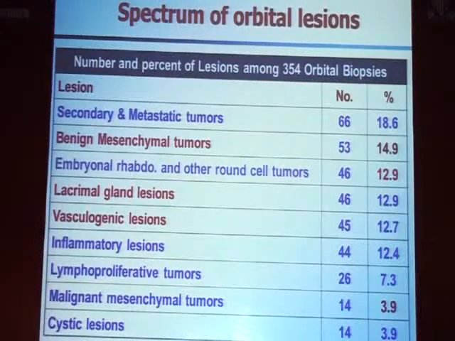Now this is the spectrum of the orbital lesions in an analysis we have done at our center. So you can clearly make out that secondary metastatic tumors are fairly common in the orbit, and they accounted for about 20% of the lesions. And following that, the lacrimal gland lesions, the vascular tumors, and the benign mesenchymal tumors are round about 15% each, and the lymphoproliferative disorders are around 8%. The malignant mesenchymal tumors are pretty low. They account for just about 4% of the lesions.